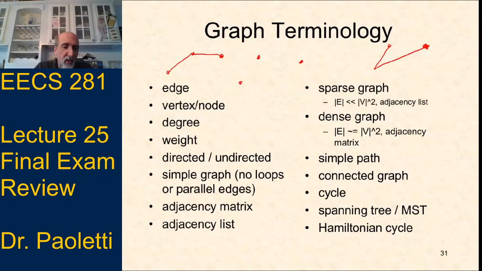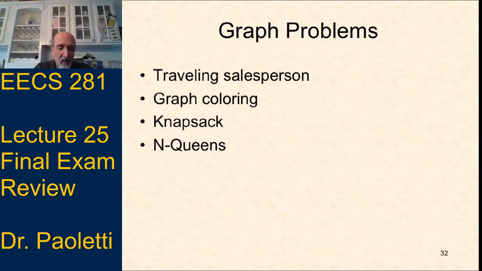And we talked about Hamiltonian cycles with respect to the traveling salesperson problem. A Hamiltonian cycle is a cycle that hits every node exactly once, except that the beginning and end are the same, since it's a cycle. And we looked at a bunch of different graph problems. The one you know the best, the one that we did the most work on with the project, is of course the traveling salesperson. But we also looked at graph coloring, knapsack, and the n queens problem. We looked at all those as different types of graph traversal problems.